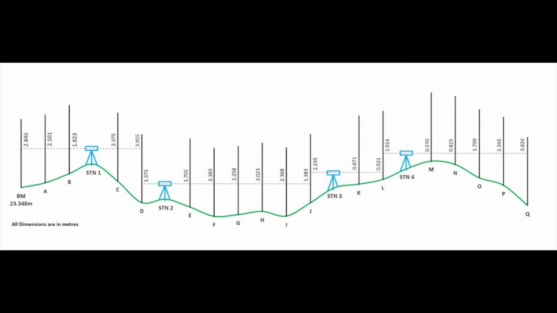As we move across our site, we've had to make a number of change stations. The level is moved initially from station 1 to station 2, then from station 2 to station 3, then from station 3 to station 4, so that we can get all the values of the points we want to measure recorded. All our measurements are completed in meters.